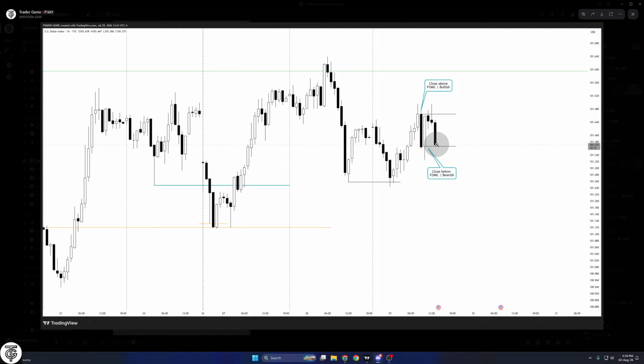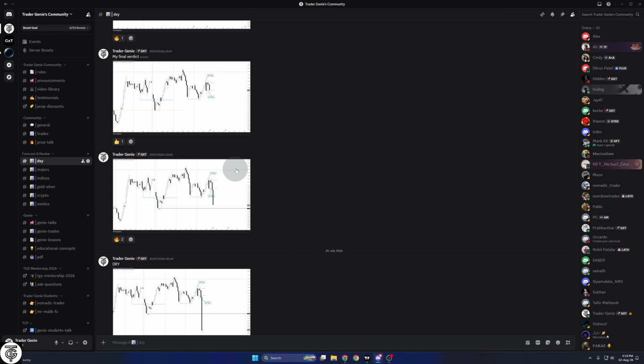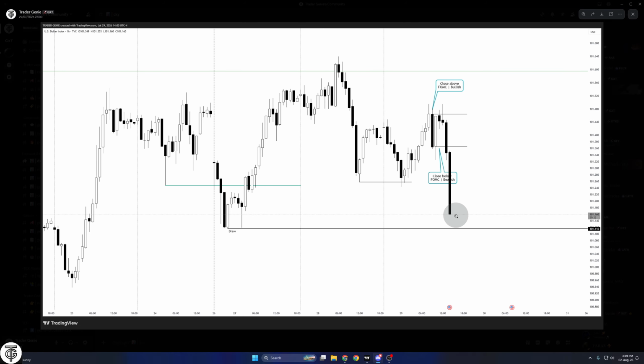If this candle closes below the up close candle, FOMC will be bearish. This will be our draw. And same is the case for euro dollar, pound dollar. That will be bullish. These assets will be bullish. So this was how dollar moved.